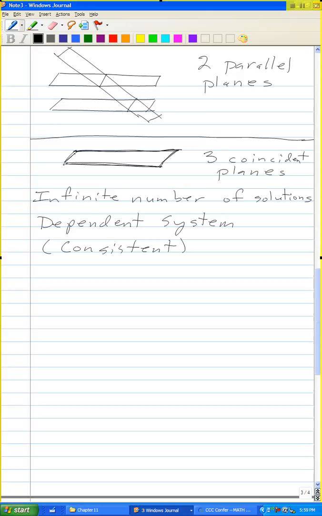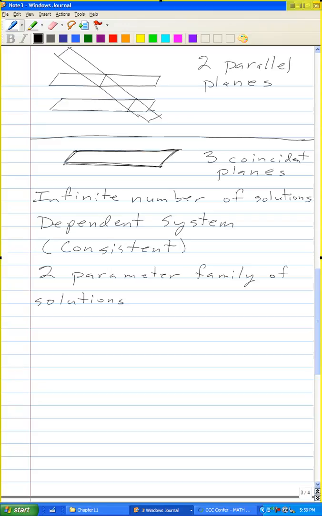Since every point on the plane is a solution, then we have what's called a two-parameter family of solutions. And so we will be able to describe the solution by having two different variables. So when I actually describe the solution, I'll have to write it with two different variables.